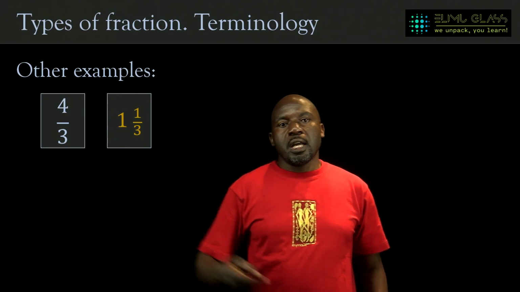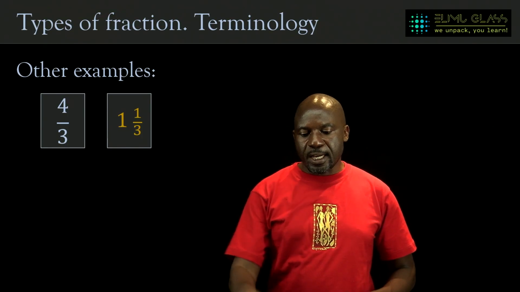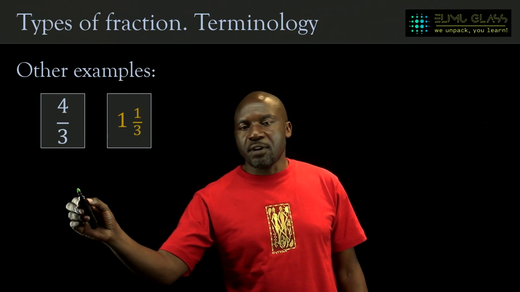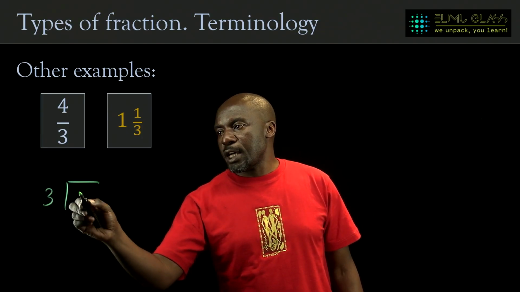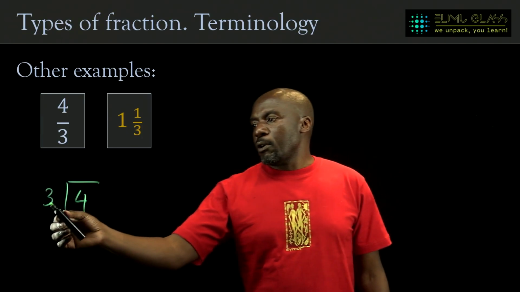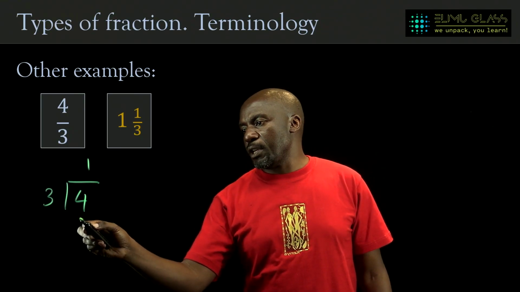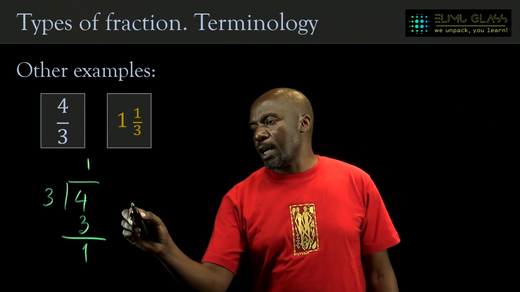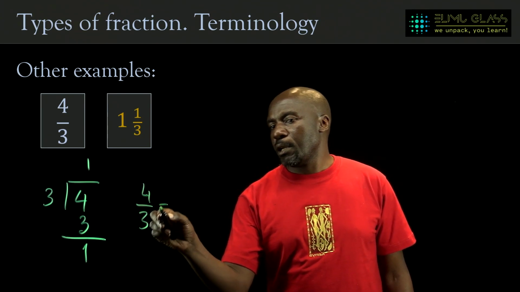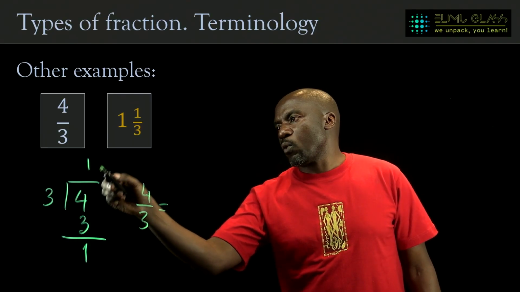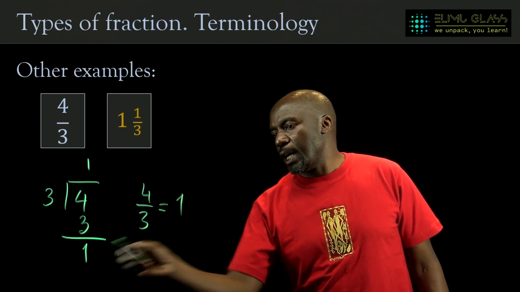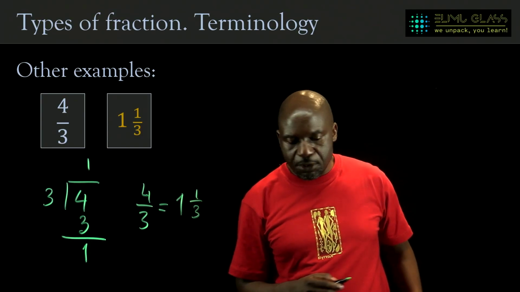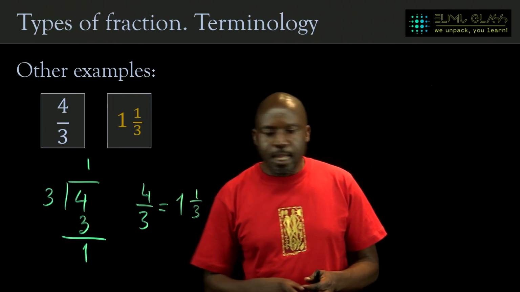So 4 over 3 can of course be expressed as 1 and a third. I'm hoping that we are okay with this, but in case you are not, all you're doing is dividing really. You're saying put the 3 outside and the 4 there. 3 goes into 4 1 time to give us 3, and then we subtract and there is a remainder of 1. So our answer 4 over 3 becomes 1, this one here, and 1, the remainder, out of 3 parts. So 4 over 3 can then be expressed as 1 and a third.